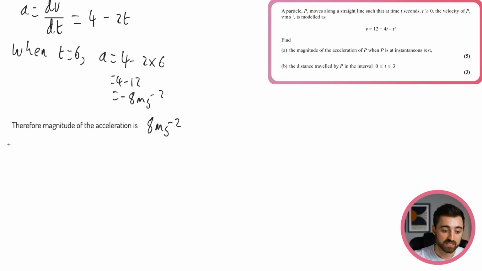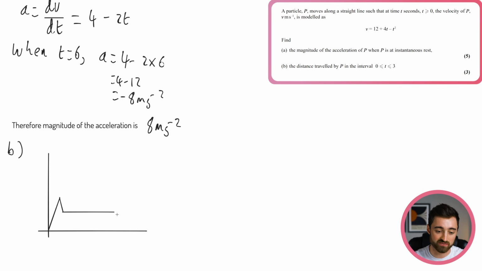Okay, part B says the distance travelled by P in the interval 0 to 3. Remember when we had a velocity-time graph in the other question, with a parachutist, and we said the distance travelled is the area under the velocity-time graph? Well, that's no different now, is it? It just so happened that then we had all these nice straight lines and constant accelerations, but we still used the fact that the area under the graph was the total distance travelled.